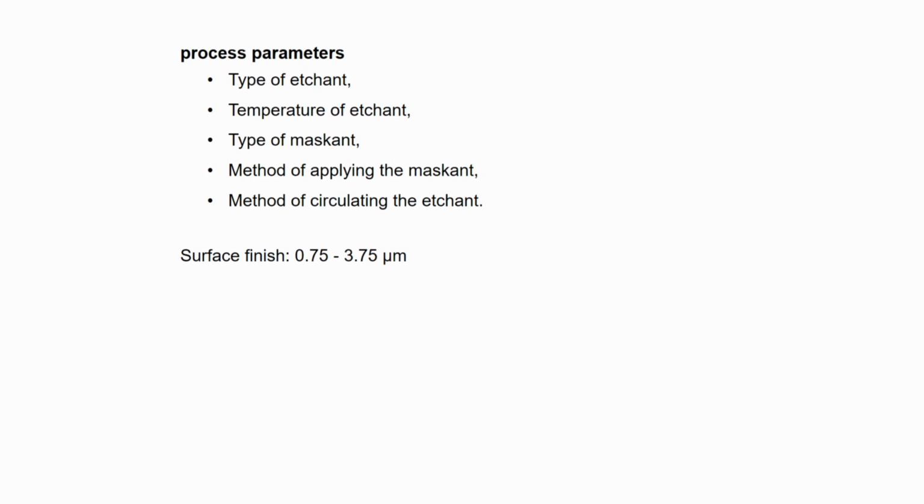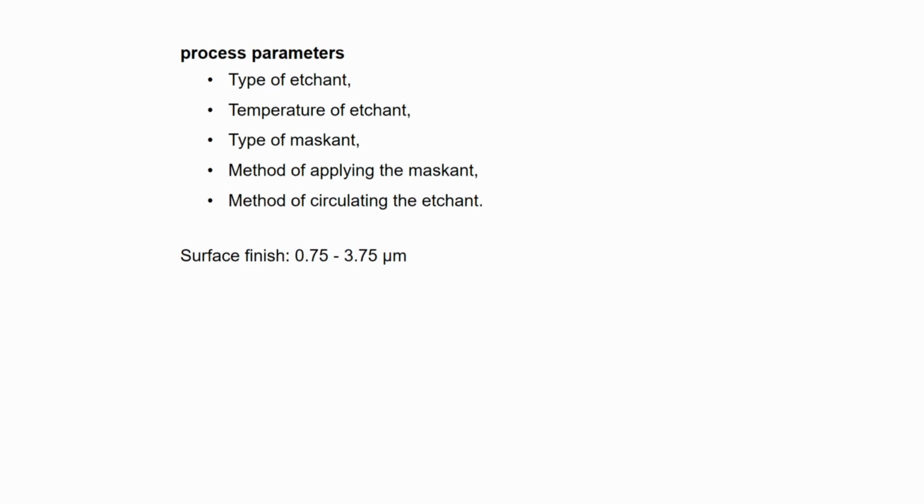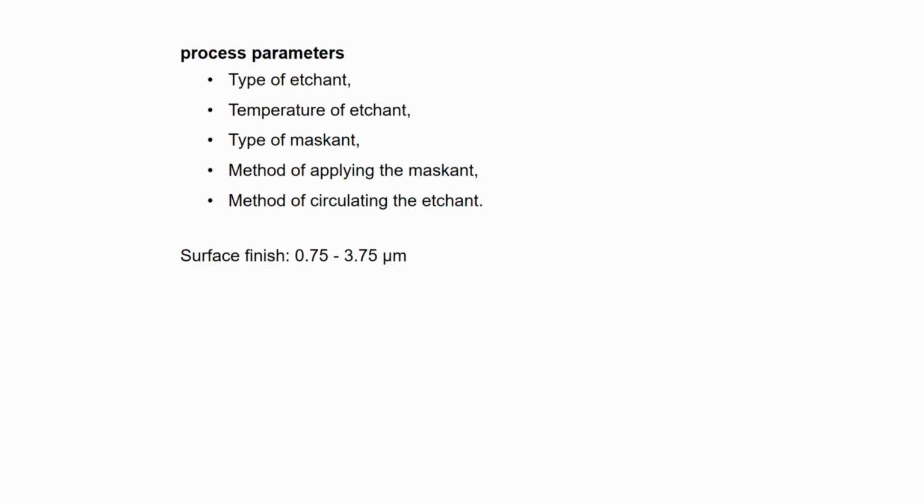So what are the different process parameters for the chemical machining process? Type of etchant, temperature of the etchant, type of maskant, method of applying the maskant, and method of circulating the etchant on the workpiece surface. The surface finish generally obtained is 0.75 to 3.75 micron in the case of the chemical machining process.